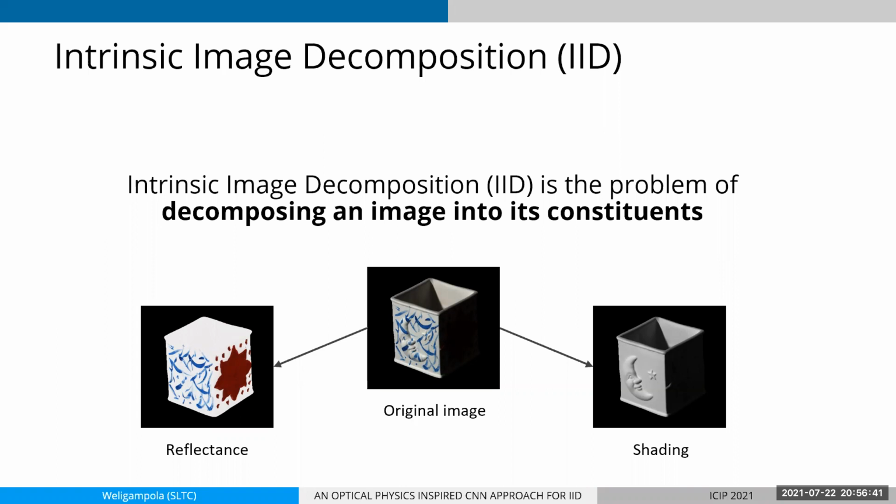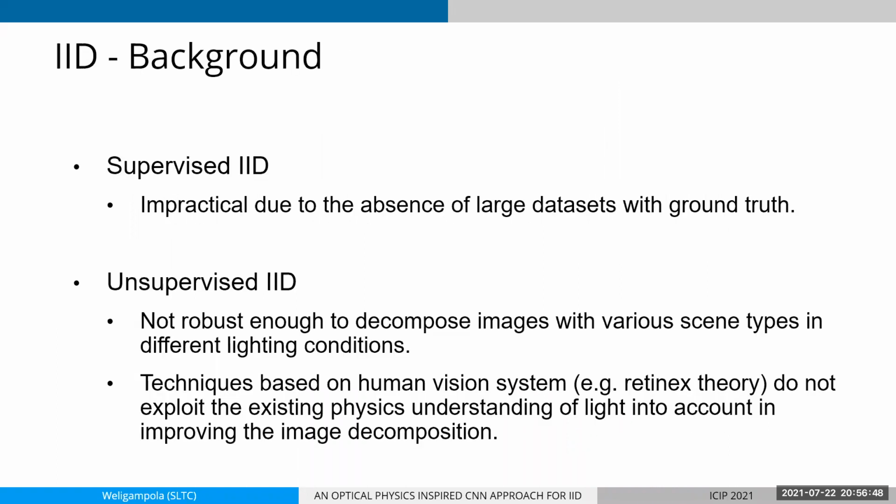In this work, our objective is to decompose an image into two components, namely the reflectance and the shading. The first way to decompose an image is through supervised techniques, which requires both the input and the desired output. In this case, it's going to be the shading and the reflectance, and this is impractical due to the lack of large data sets with ground truth. Alternatively, IID can also be done in an unsupervised manner. However, this becomes even more challenging since there is no ground truth. Therefore, in general, there is a lack of unsupervised approaches.